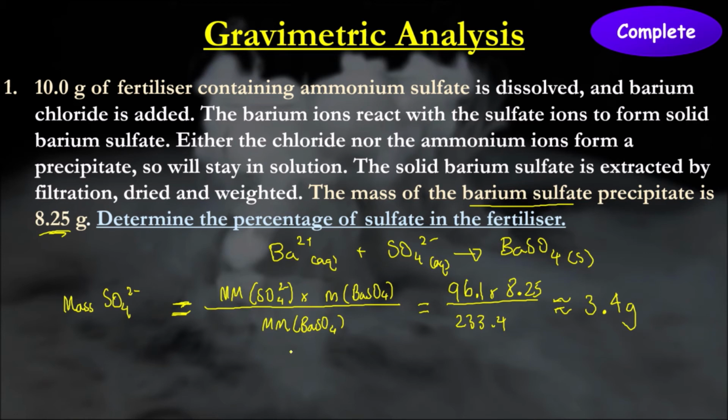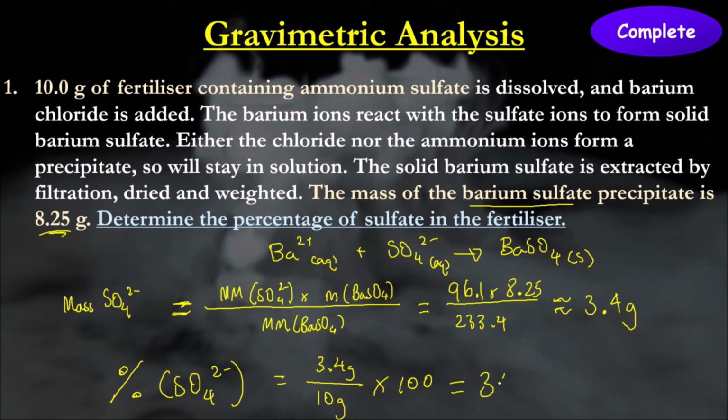The next bit we want to work out is the percentage of sulfate in the fertilizer. So the percentage of sulfate in our fertilizer is going to be 3.4 grams over the 10 grams of fertilizer we used, times that by 100 to give us our percentage. And we find that 34% of our fertilizer is made up of sulfate ions. That's how you do the question there.